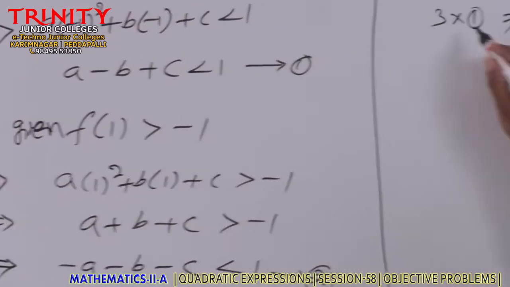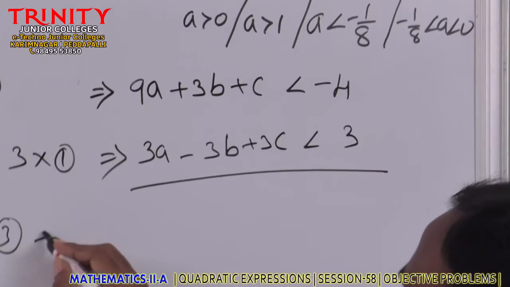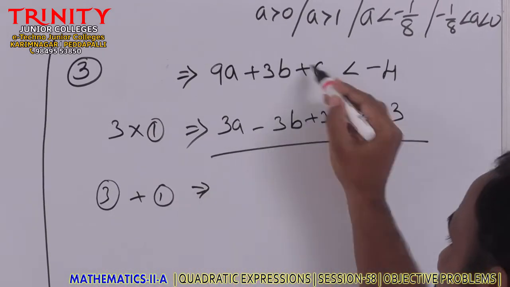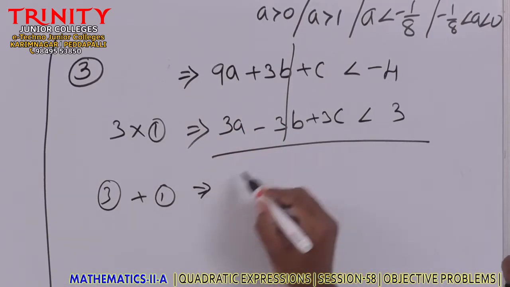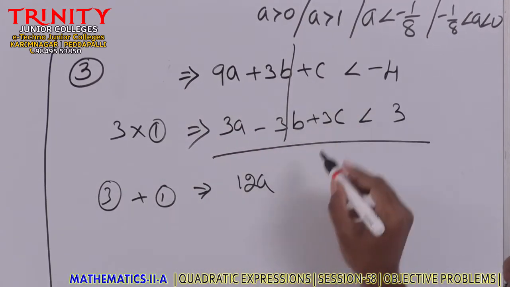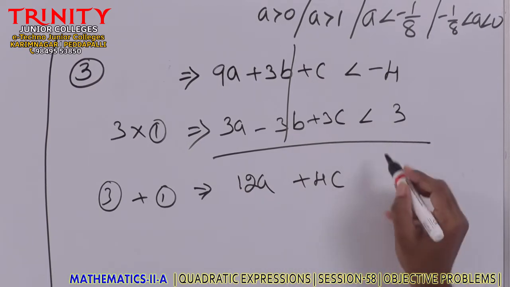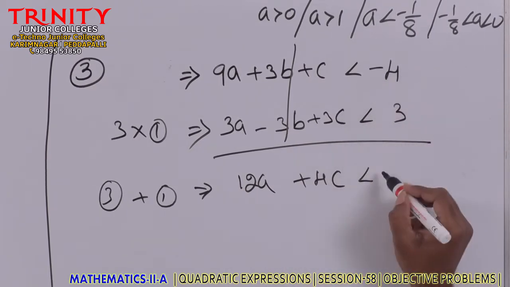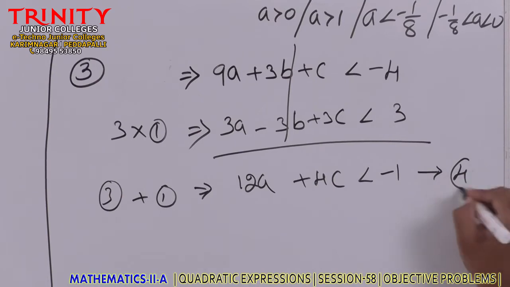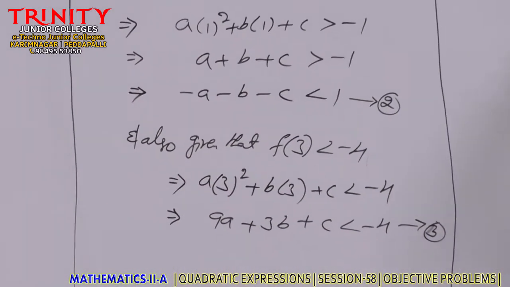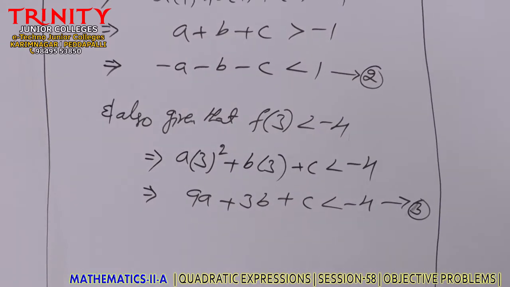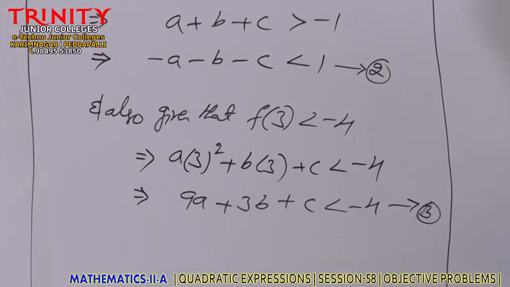Add. 3b gets cancelled. 9 plus 3, 12a plus 4c less than minus 1. Take this one as equation 4. Now solve equation number 3 and 2 again to eliminate b, and we will get one more inequality in terms of a and c. Solve those two equations, we will get the value of a and c.